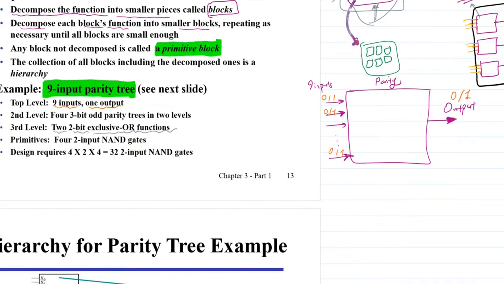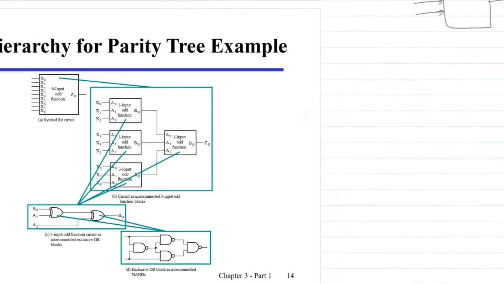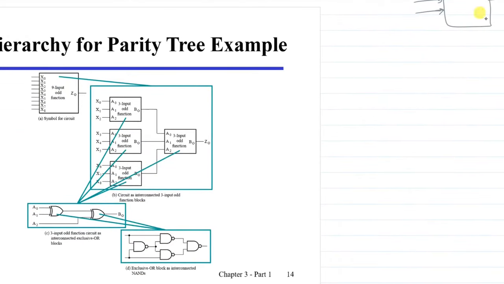So if you consider one 3-input parity tree, we have 3 inputs, we have the 3-input parity tree. That 3-input parity tree could be implemented in this way. So you can see it over here.